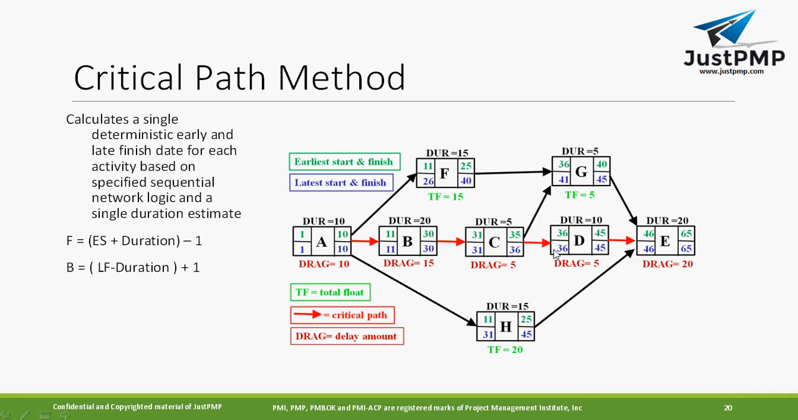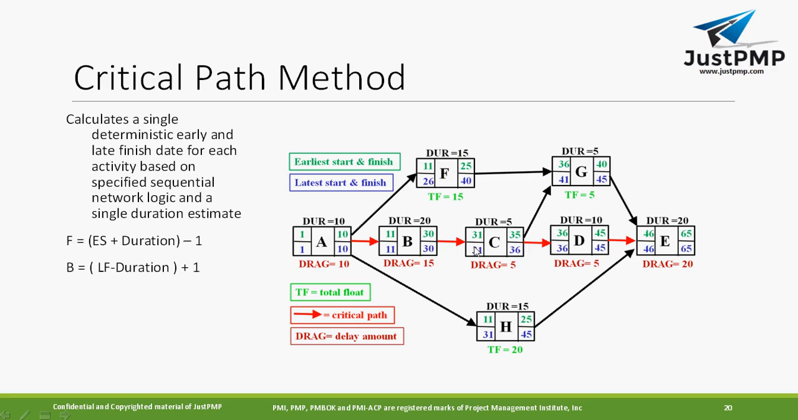Now here it is 36, but it should be 35. Here it is a mistake. Instead of 36 it should be 35, because that is the latest it can start. 35 minus 5 is 30, plus 1 is 31. The latest start date is 31.